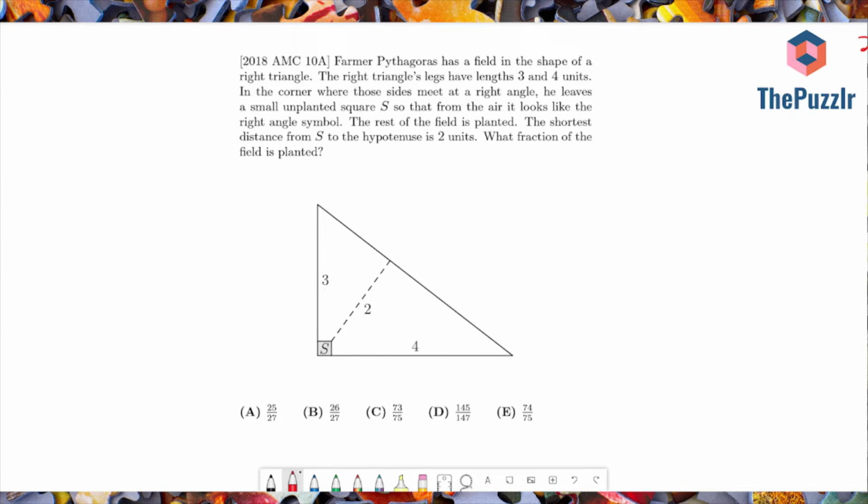The rest of the field is planted. The shortest distance from S to the hypotenuse is 2 units. What fraction of the field is planted?